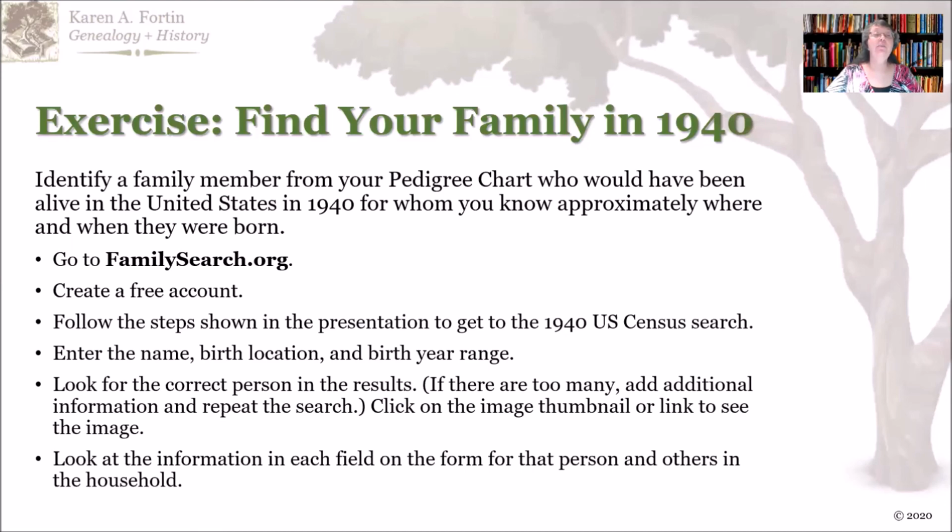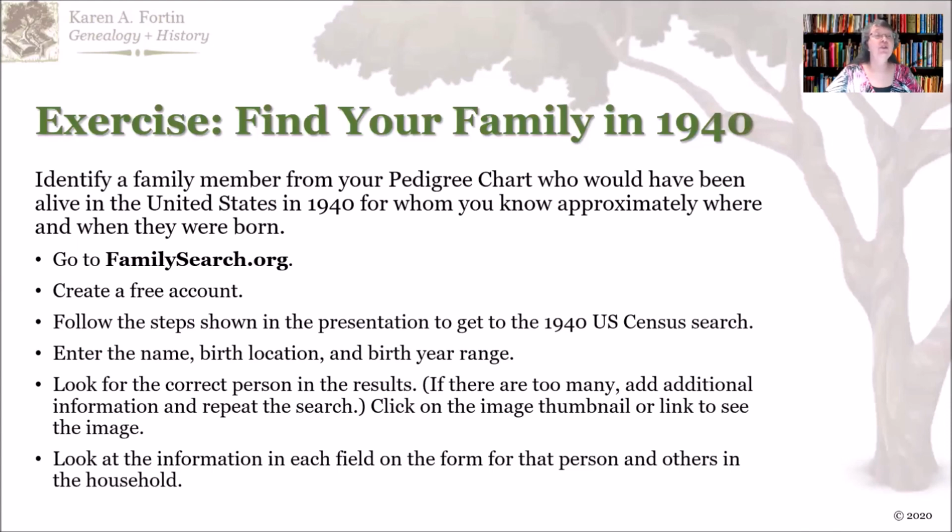Try and identify somebody who is listed on your pedigree chart who would have been alive in the United States in 1940. Someone that you know enough about, such as where and when they might have been born, or at least where they might have been living in 1940, so that you can recognize them when you search and you have enough details about them in order to conduct the search. If your family wasn't here in 1940, maybe you can use the name of a family member or a friend or an in-law, or maybe just someone who was famous who was living during 1940.